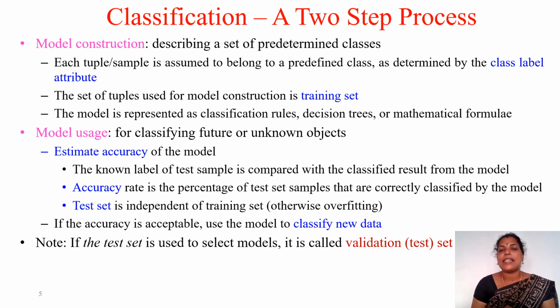If the test set is used to select models, it is called a validation test set. So in addition to the training and test sets, there is one more set called the validation set. In some cases the validation set is used, but the training and testing sets are very, very important. If you want to validate the model, in such cases we can have the validation set also. That is a test set used to validate the model.